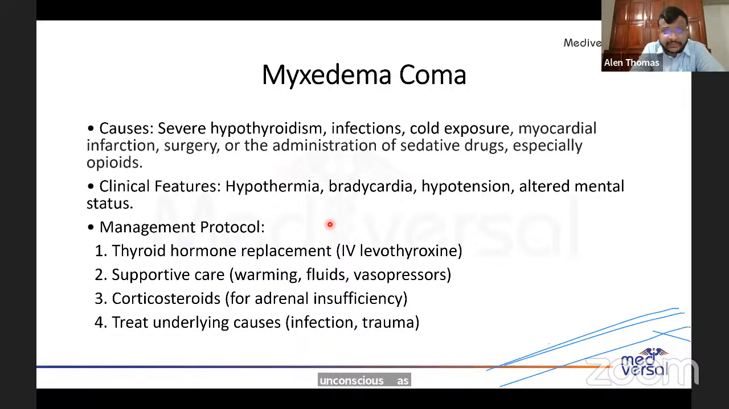Even though it is called coma, it is not really a coma. It's a very bad altered state of mental status. And supportive care: warming, fluids, vasopressors, corticosteroids if there's an underlying adrenal insufficiency. Of course, you have to treat the underlying causes, infection or trauma.